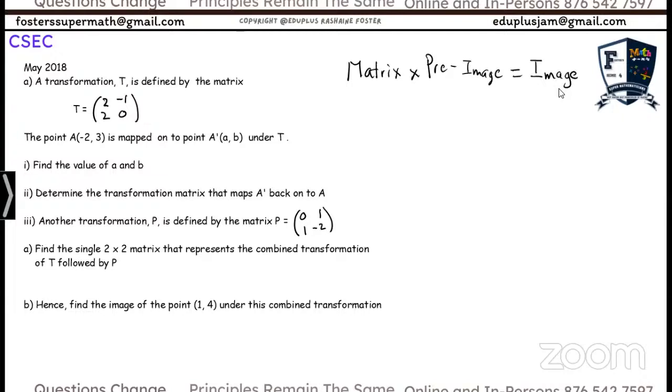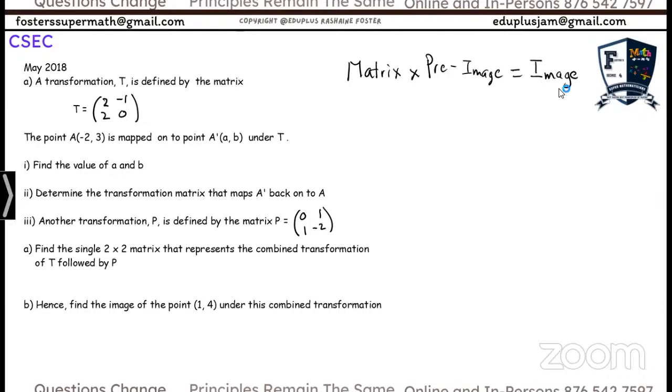I'll give you a minute to get yourself started there. That's the formula. The matrix just represents what the transformation is, so the matrix is the transformation matrix. The pre-image is what you had from before, the one without the apostrophe. Please remember: pre-image, no apostrophe. Image, that's the one with the apostrophe.